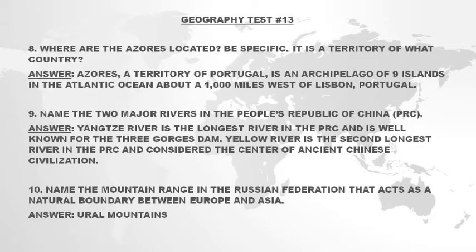And question 10. Name the mountain range in the Russian Federation that acts as a natural boundary between Europe and Asia. And the answer is the Ural Mountains, sometimes referred to as the Urals. That concludes Geography Test 13.